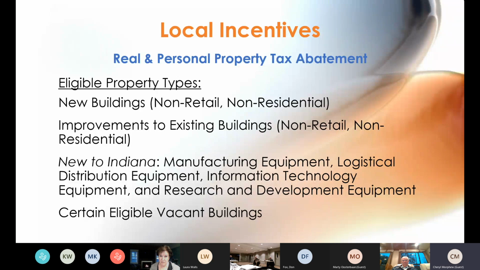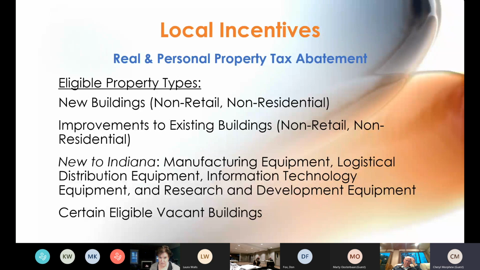I'm sorry, Jenny, you were cutting out. So you said the policy was what now? To do the abatement at 100% for 10 years versus implementing it. Is that common or is that unusual?